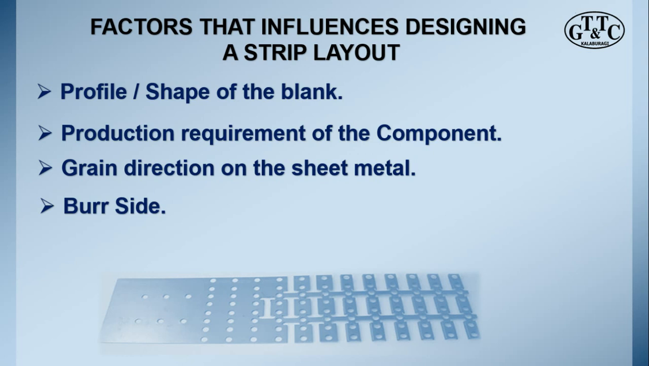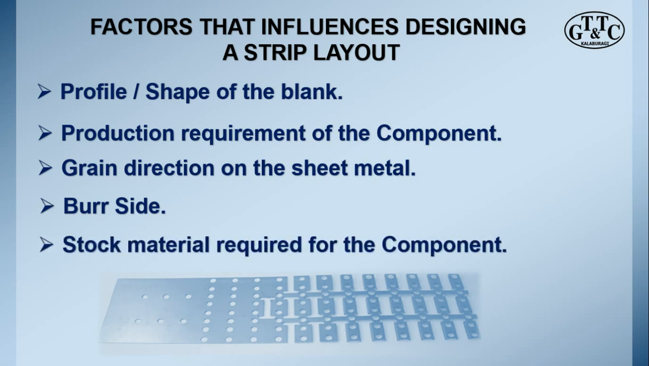The next one is the burr side. The burr side is important when the end component is further subjected to assembly with the other component. Generally, for a normal progressive cutting tool, there will be burr on both sides of the component. So if there is a specific requirement by a customer that the burr side should be on one side, then that influences changes in the strip layout.